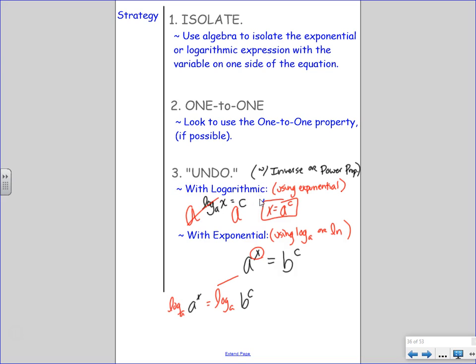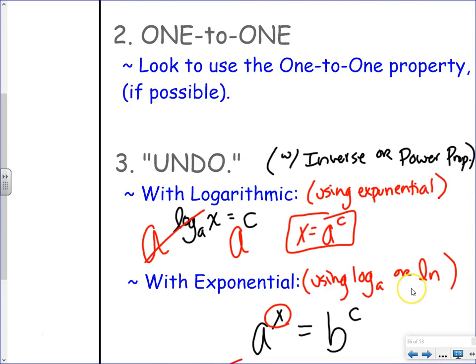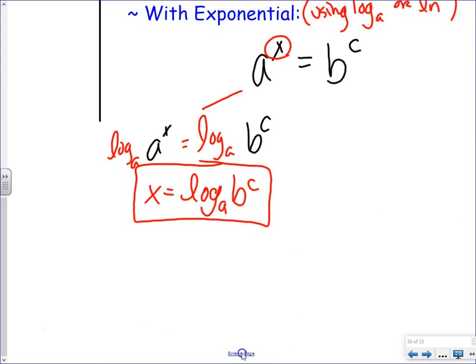If I take log base a of both sides, what happens to log base a of a to the x? It's just x, right? And I get log base a of b to the c. Did that work? Yeah. It's kind of gross. It's kind of yucky. But it works. It'd take you a few steps to put it into your calculator, etc.